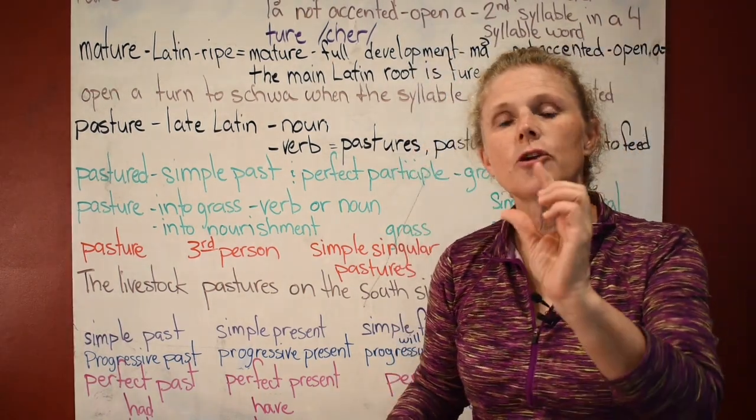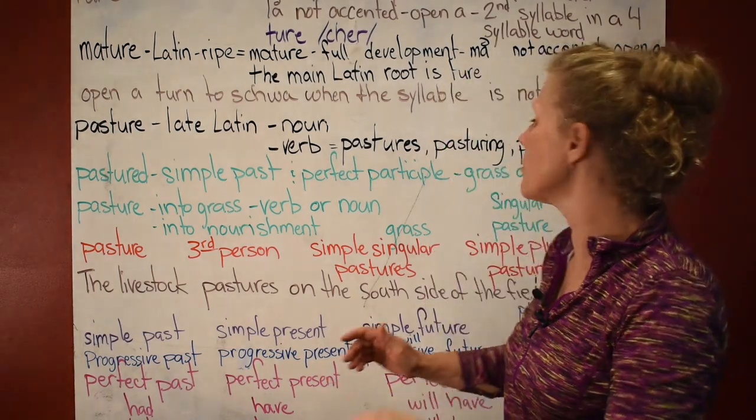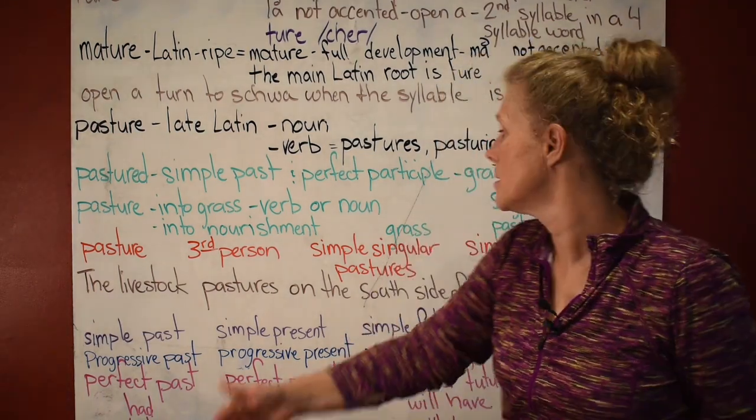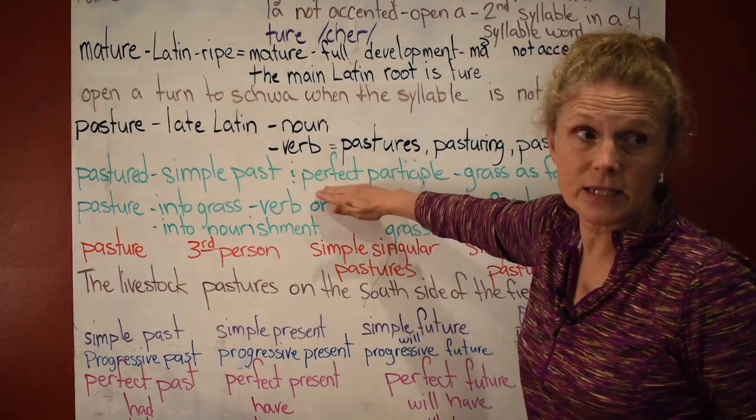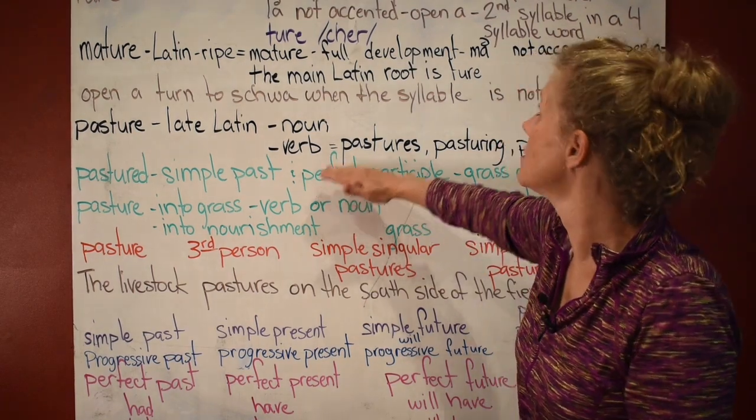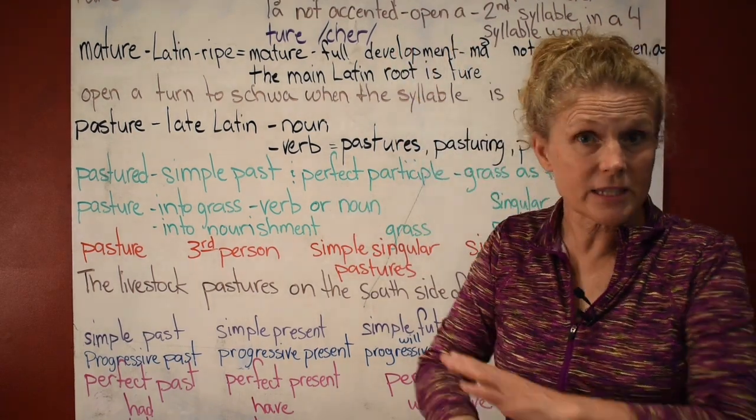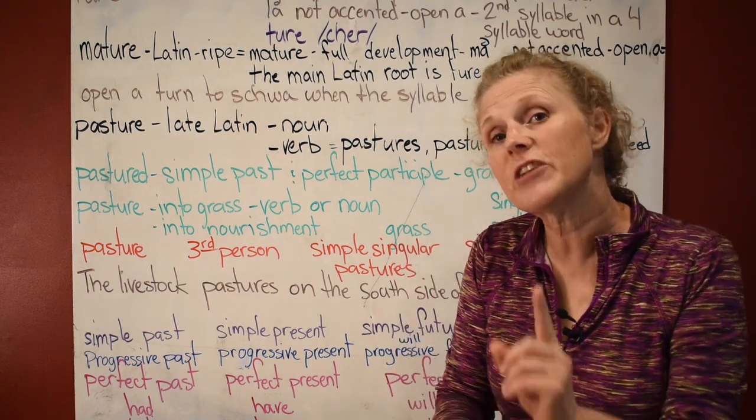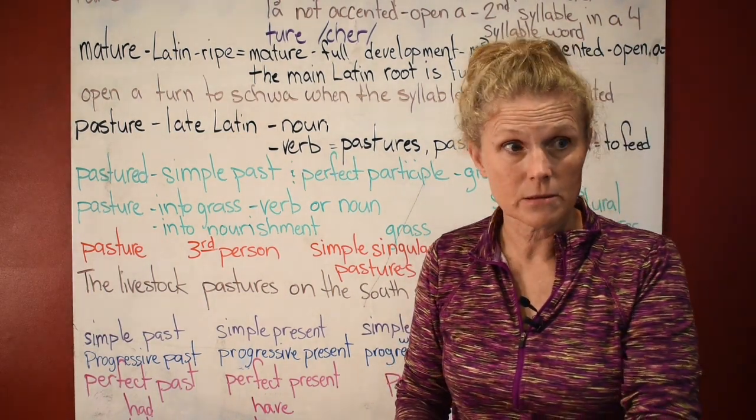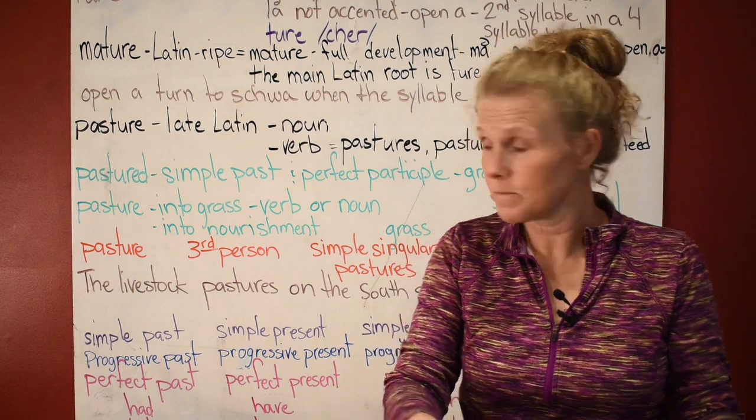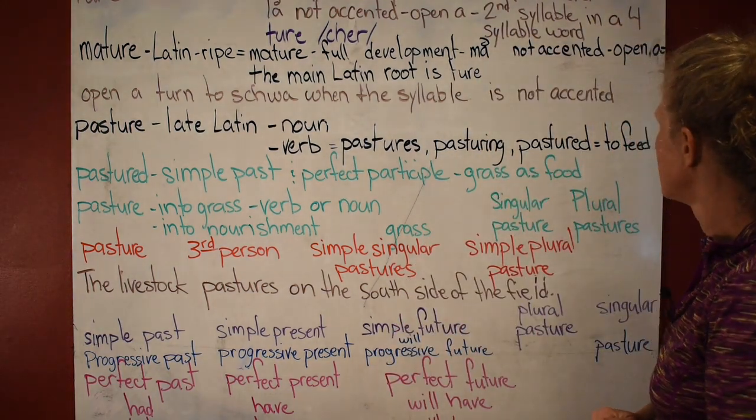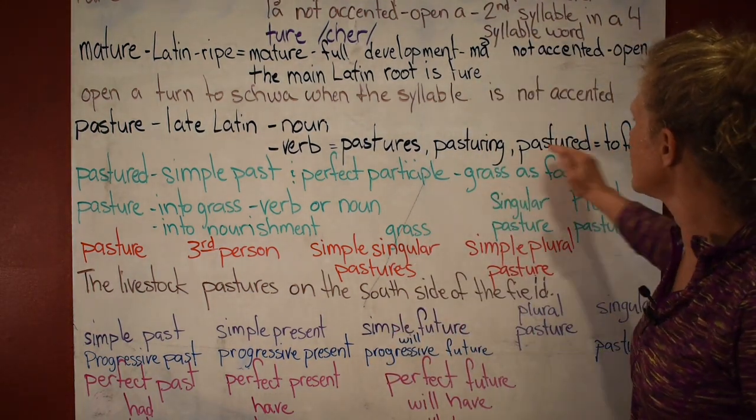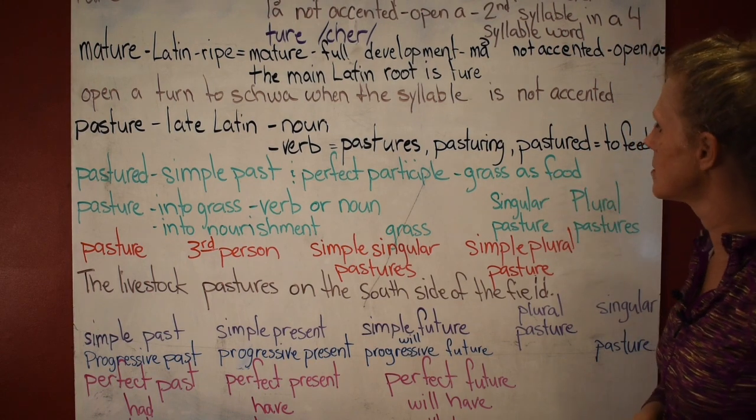If it has your helping verb, your auxiliary verb, however you want to say it, it has to be in the perfect tense. It's sitting in the perfect tense if it's sitting with an auxiliary verb. If it's not, it's in the simple tense. Do you guys remember that? Okay. Okay, it's grass as a food.